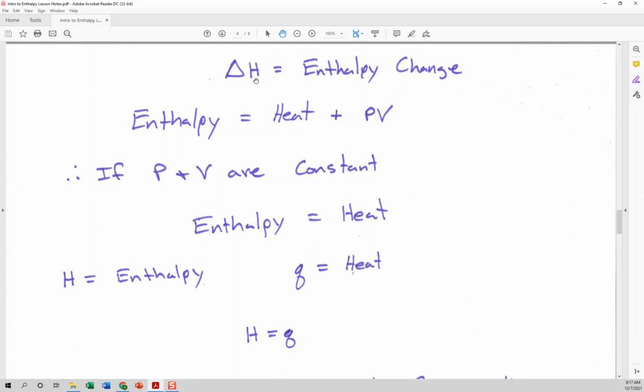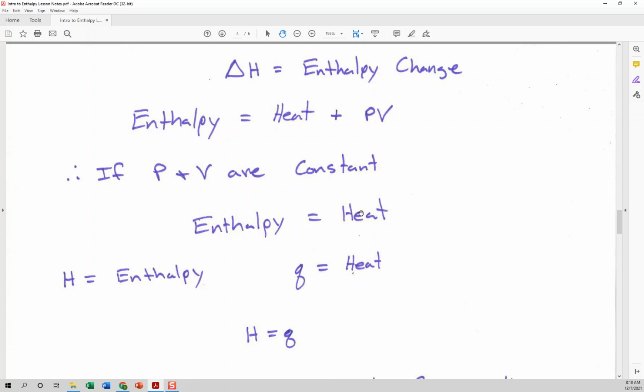All right, so delta H is enthalpy change or change in enthalpy, okay? Enthalpy equals heat plus the product of pressure and volume, okay? But anytime we are thinking about enthalpy, pressure and volume are going to remain constant. So what does that mean? It means enthalpy for our purposes in chemistry is the same thing as heat.